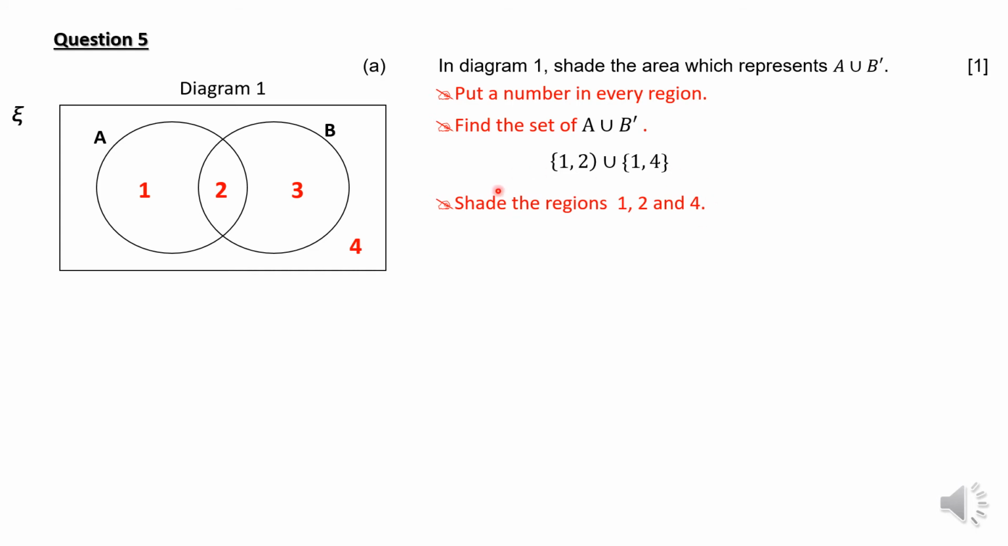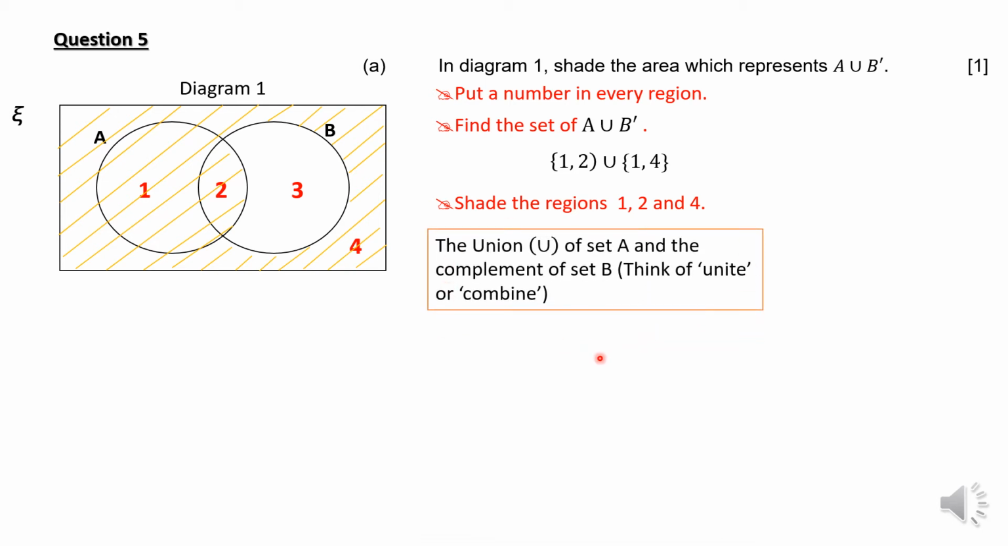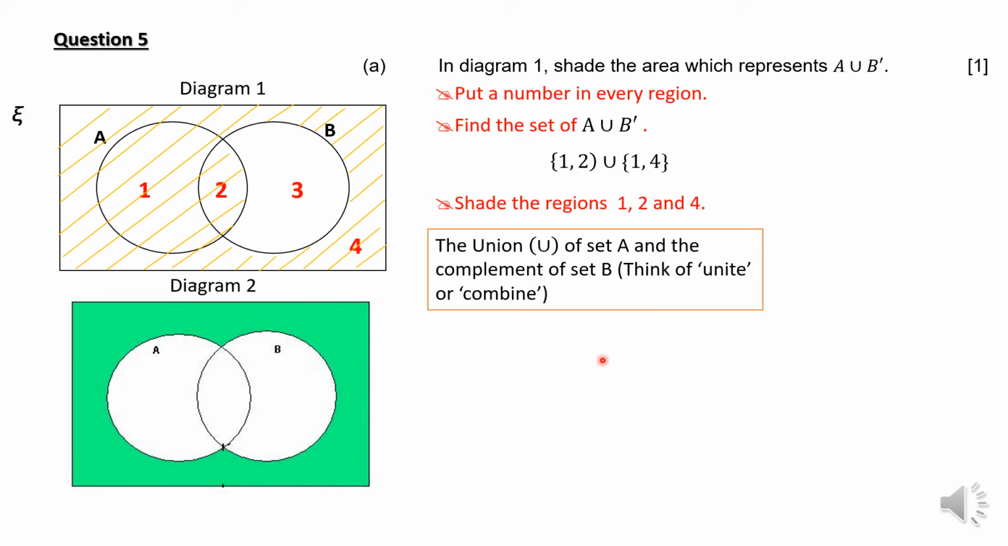All right, so that means that where my 1, my 2, and 4 is, that is the region that is supposed to be shaded. And that is how I do this particular question for 1 mark. Just a thing about the union, you must think of combine together. That is why you have to take 1, 2, and 4.